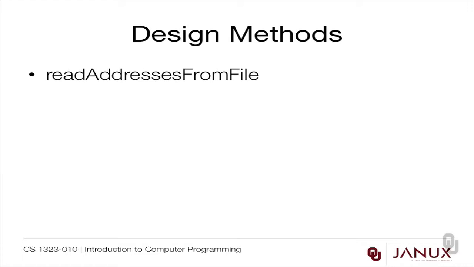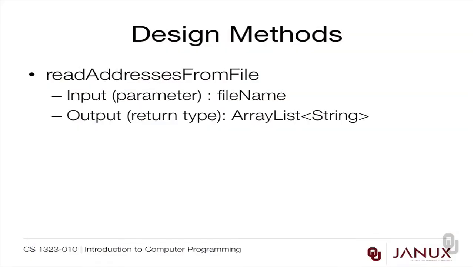The first thing we need to do is design some methods. So one method we're certainly going to want to have is read addresses from file. The input for that will be the file name. Now you might think that you could put the file name as a constant variable inside the method, and that's true, you can do that. But because file names tend to change a lot, I find it useful to leave them in the main program and pass them as a parameter.